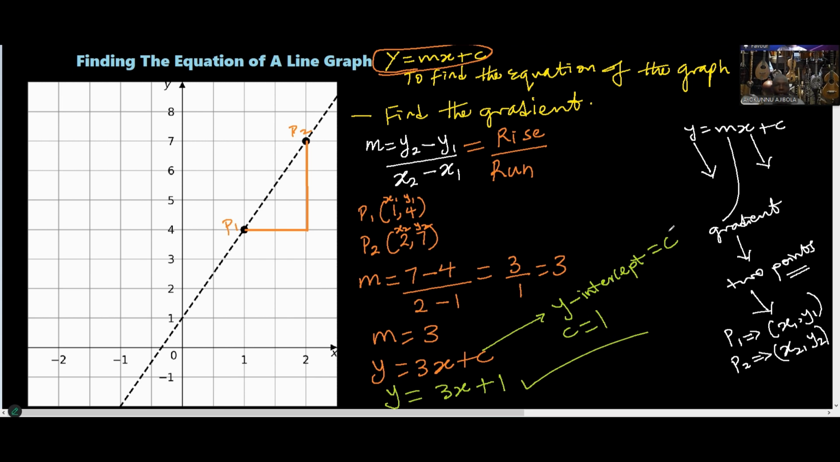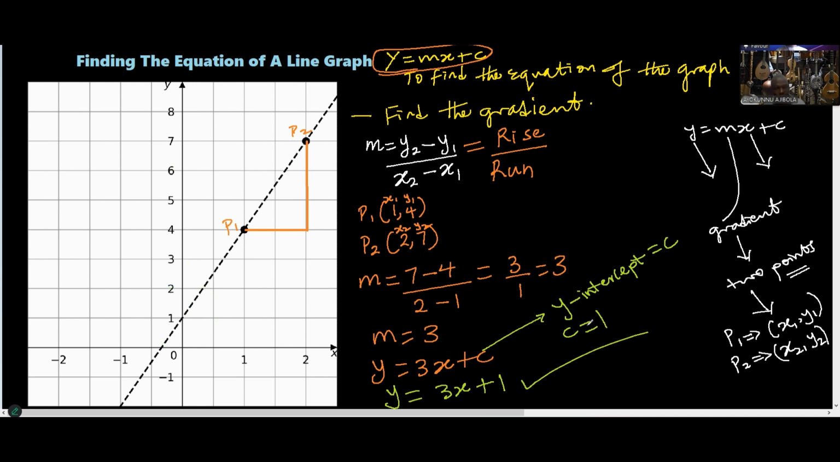Because on the graph, there's no C there. What did I call C for you? The y-intercept. Yes, C is the y-intercept. And what does y-intercept mean? I told you it's a point where something happens. Where what happens? Where the red line cuts or crosses the y-axis, okay?